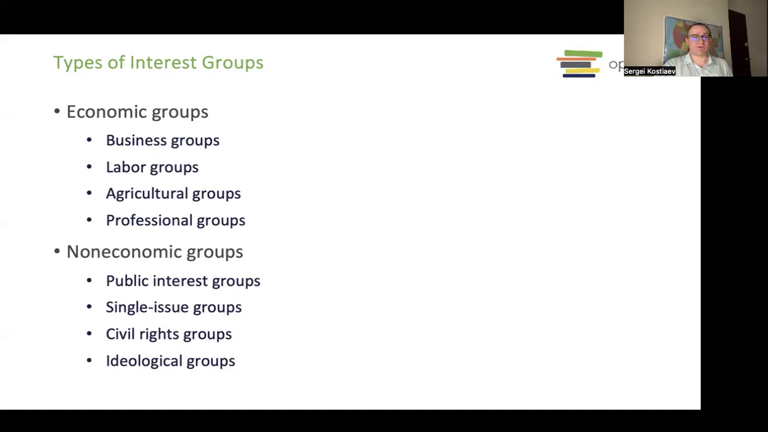And there are a bunch of non-economic groups which also try to influence public policy: public interest groups, single issue groups, civil rights groups, ideological groups. There are many kinds of those groups.